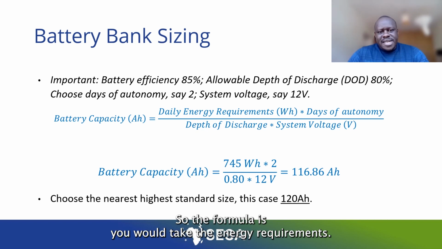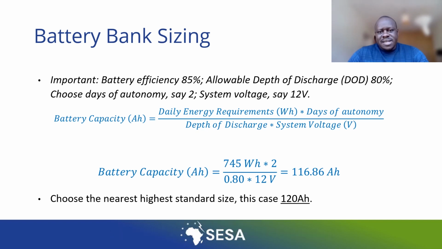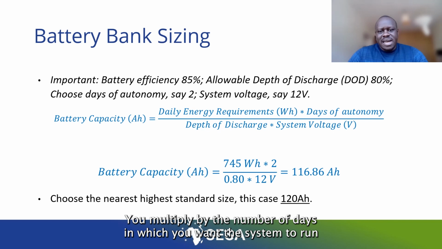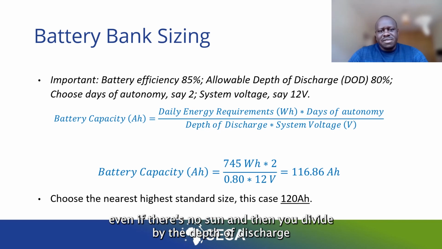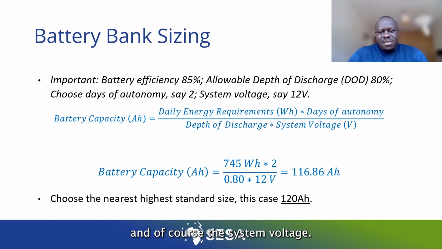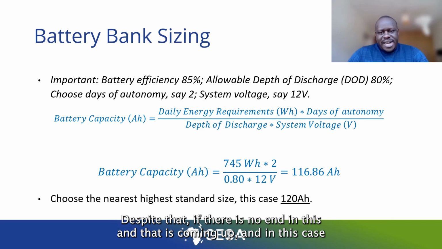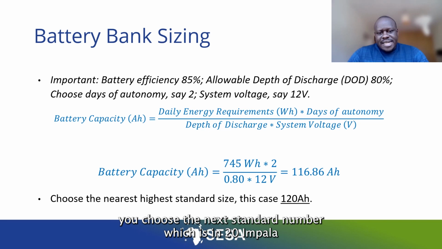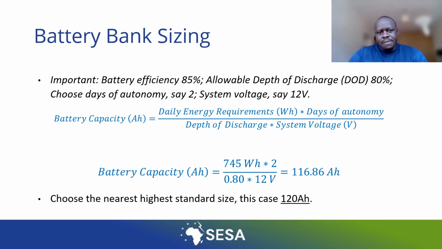So the formula is you take the energy requirements, you multiply by the number of days in which you want the system to run, even if there's no sun, and then you divide by the depth of discharge and of course the system voltage. In this case, the system voltage is 12 volts, and we want our system to run even 2 days, despite if there's no sun that is coming up. And in this case, you choose the next standard number, which is 120 ampere hour.